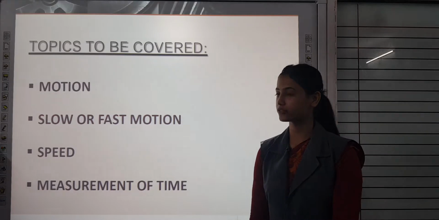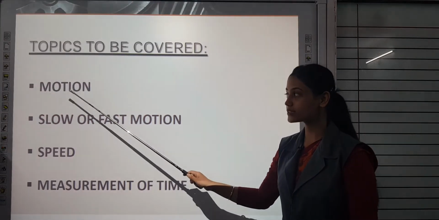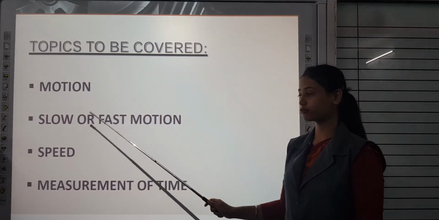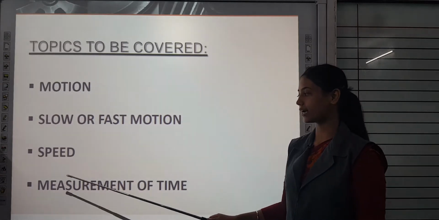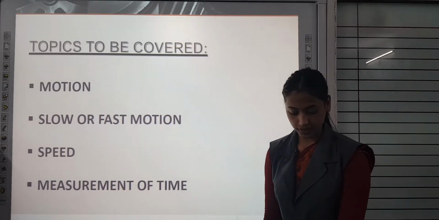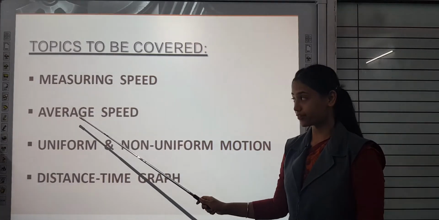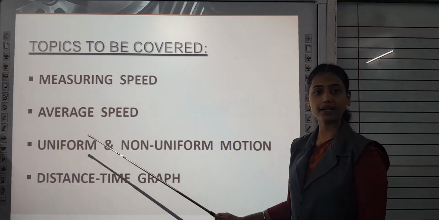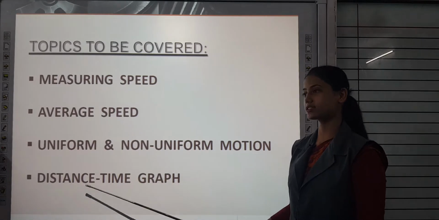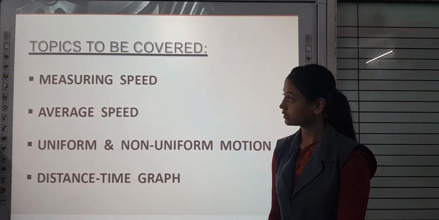In the first part of the video, we discussed what is motion, what is slow and fast motion, speed and measurement of time. Now in this part, we will discuss how to measure speed, average speed, uniform and non-uniform motion and the distance time graph.